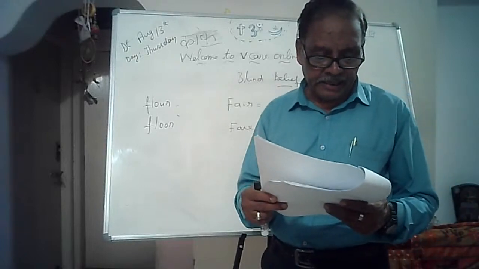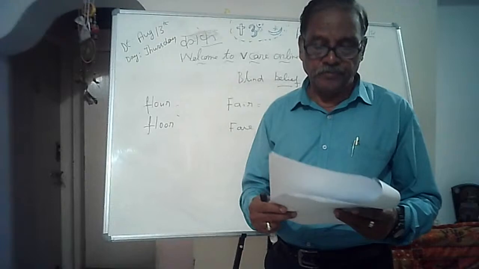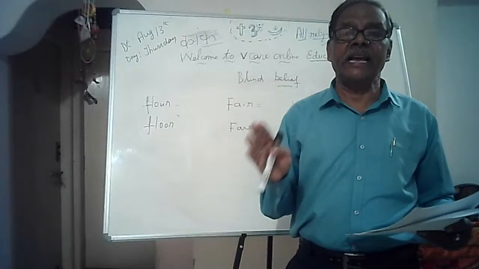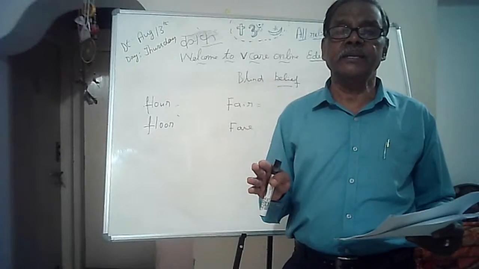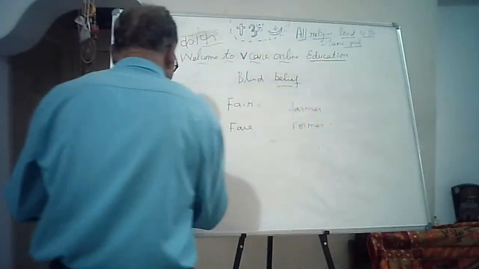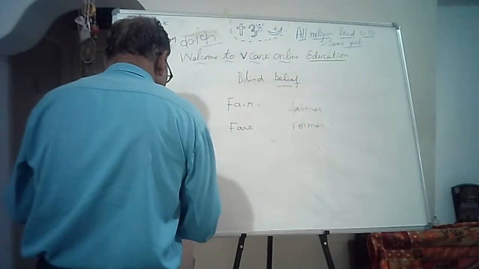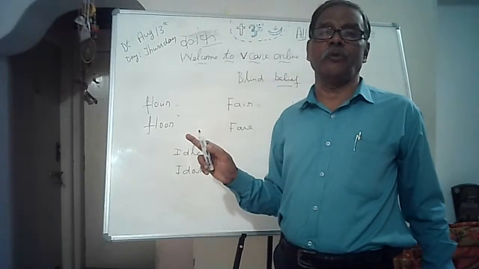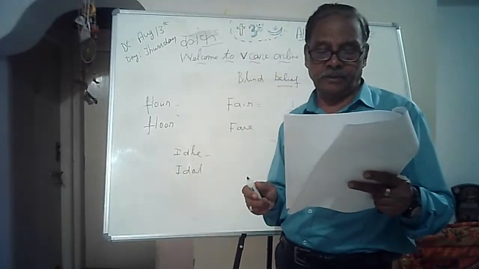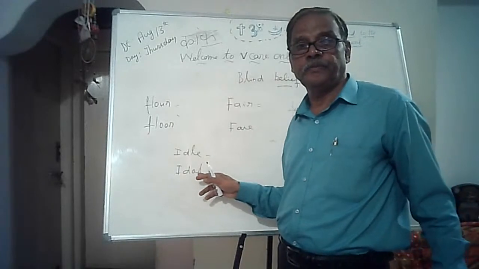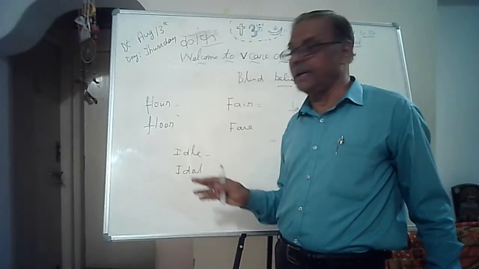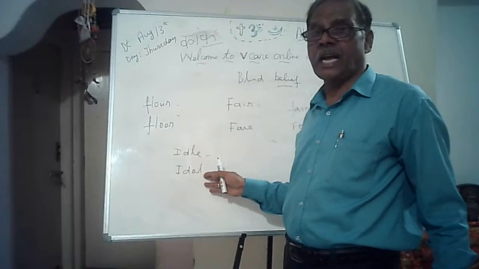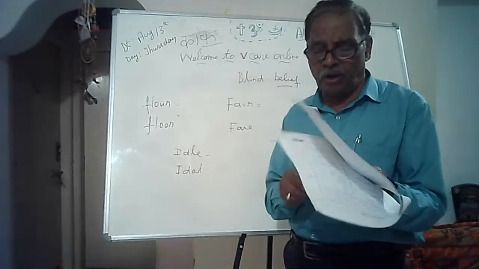Yesterday I already told you about goal. G-O-A-L, goal, is aim. Idle, I-D-L-E, idle, means simply sitting quiet, lazy. I-D-O-L, idol, is a picture, an image. Ram's idol, Krishna's idol, Ganesha idol, you say, like a statue. This is something made as a sculpture.